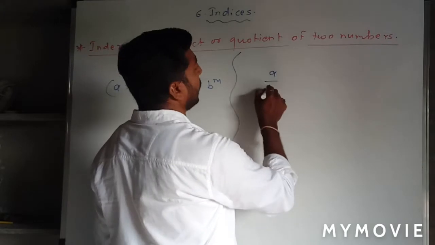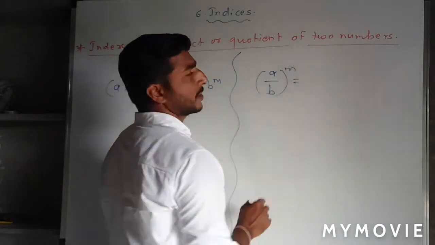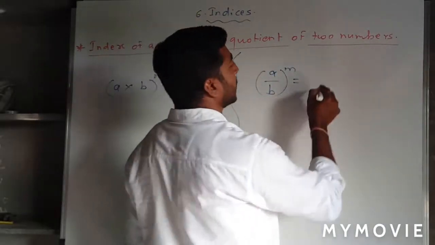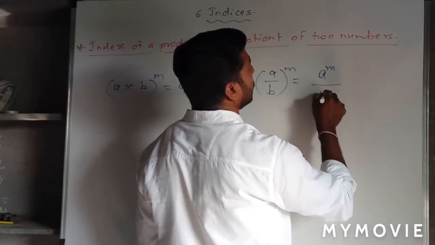Now when there is a division of two numbers having a common index, again the same, distribute the index. So it will be a raised to m upon b raised to m.